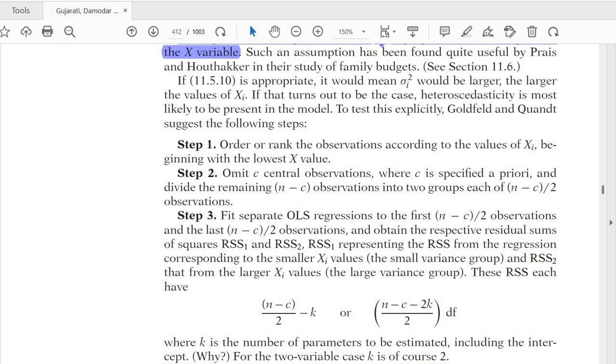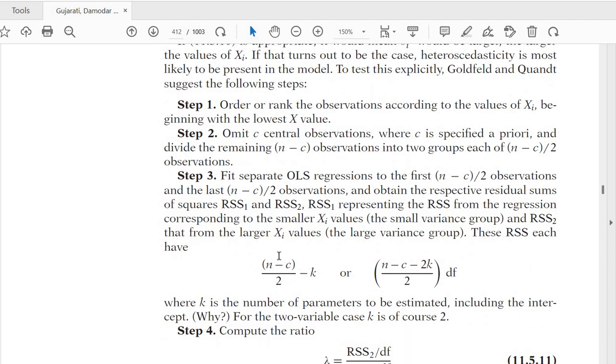तो वो RSS आ जाएगा जो मैं बात कर रही हूँ। उसके बाद these RSS each have n-c/2 - k degrees of freedom, यानी इस डाटा का जो n है, अब वहाँ पर n-c/2 बन जाना डाटा का। वैसे डिग्री ऑफ फ्रीडम n-k होती है, लेकिन क्योंकि अब उस रिग्रेशन का डाटा n-c/2 है, तो उसी में से k सब्ट्रैक्ट करेंगे। ये डिग्री ऑफ फ्रीडम का फार्मूला ही है with new number of data.